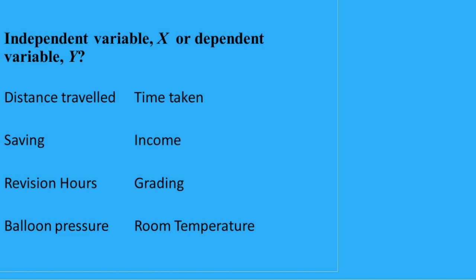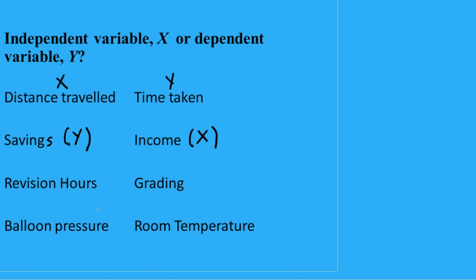More examples. We have distance traveled and time. So the time taken always depends on the distance traveled. Here we have savings and income. So usually how much savings we have always depends on our income.